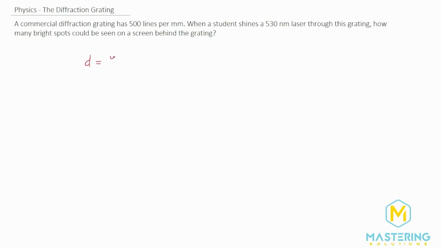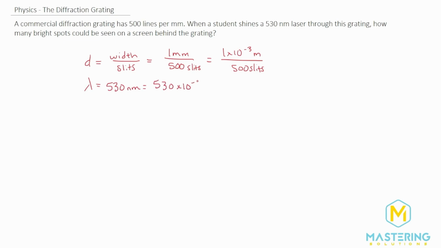So d is the width of the grating divided by how many slits there are. They tell us that in 1 millimeter, there are 500 lines or slits. And so we have 1 times 10 to the negative 3 meters divided by 500 slits, which will give us the value for d. The 530 nanometers is the wavelength of the laser, which is 530 times 10 to the negative 9 meters.